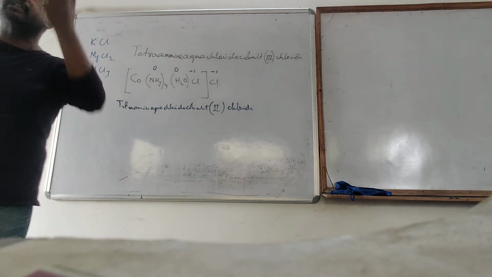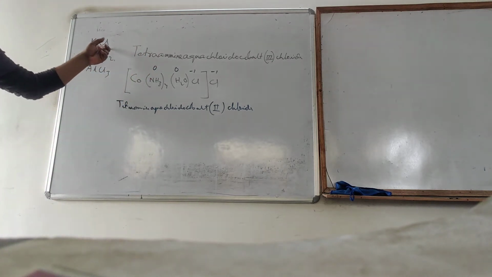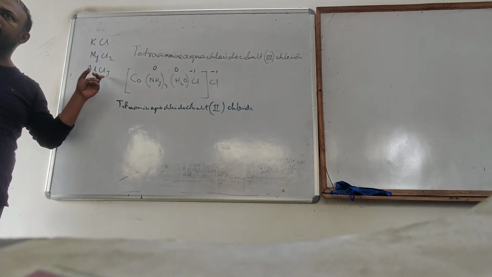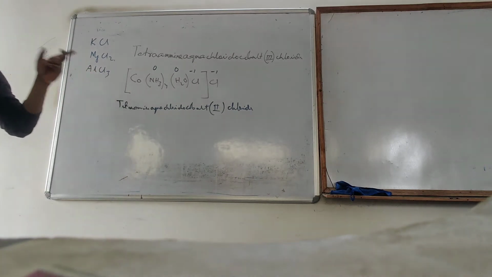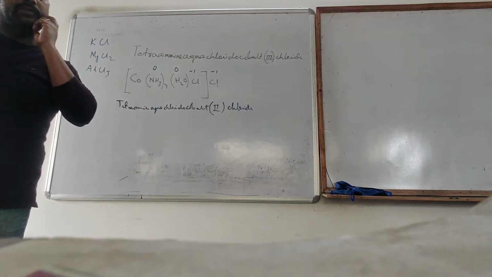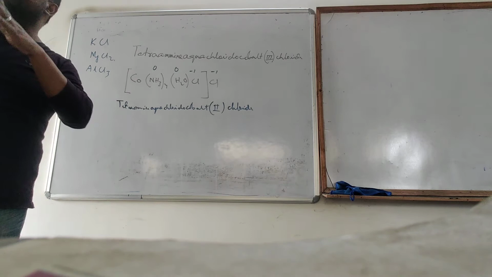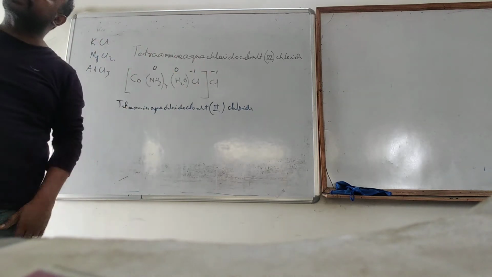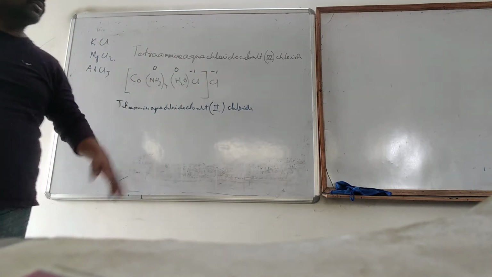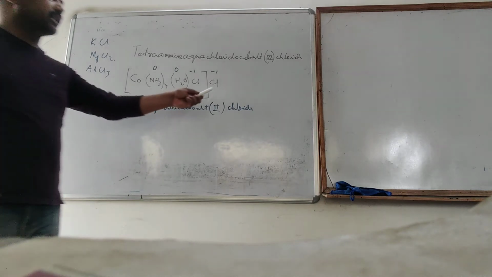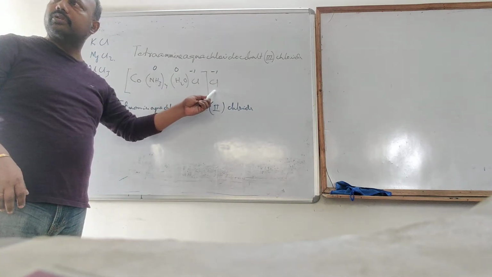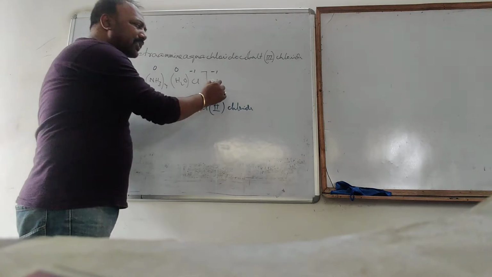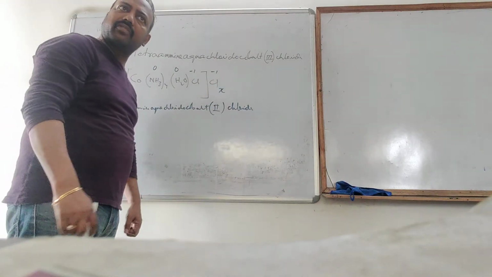I am saying potassium chloride, magnesium chloride, aluminium chloride. But just because I say chloride, there will not be only one chloride. How many chlorides will be there? That depends on the oxidation state, right? So we don't know how many chlorides will be there here. That we don't know. We are going to write ClX. We don't know how much it is.